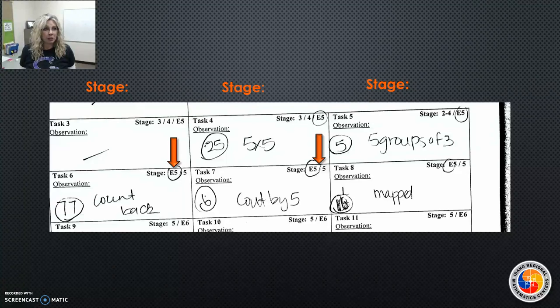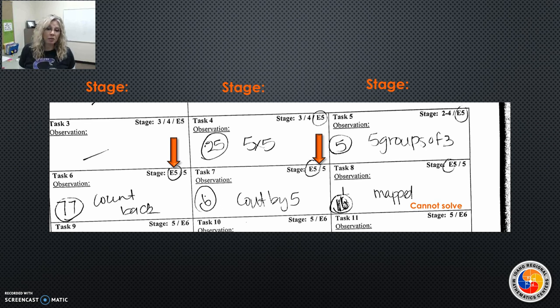In the multiplication and division domain, we can see that the teacher scored this as an E5, and that's because counting by fives was also in the strategy descriptions for stage 5. And on task 8, we see that the teacher scored this as an E5. And if you look at the strategy descriptions, the mapping is part of a stage 5 description.